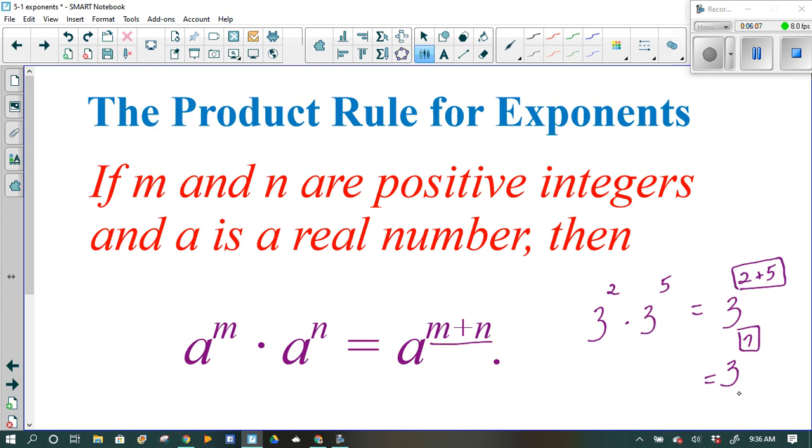Okay, and then of course, since this is 3 to the 7th power, you would always simplify that, which would be 2,187. So anytime it's a numeric value, make sure that you take it all the way to the end.